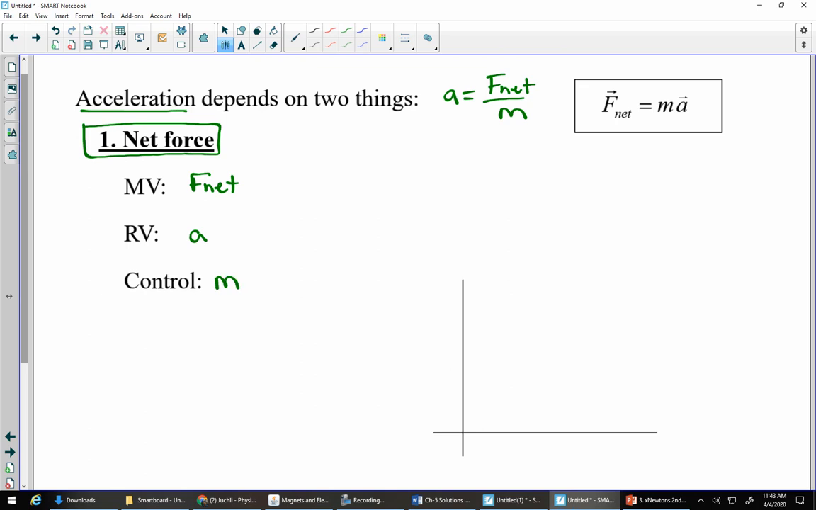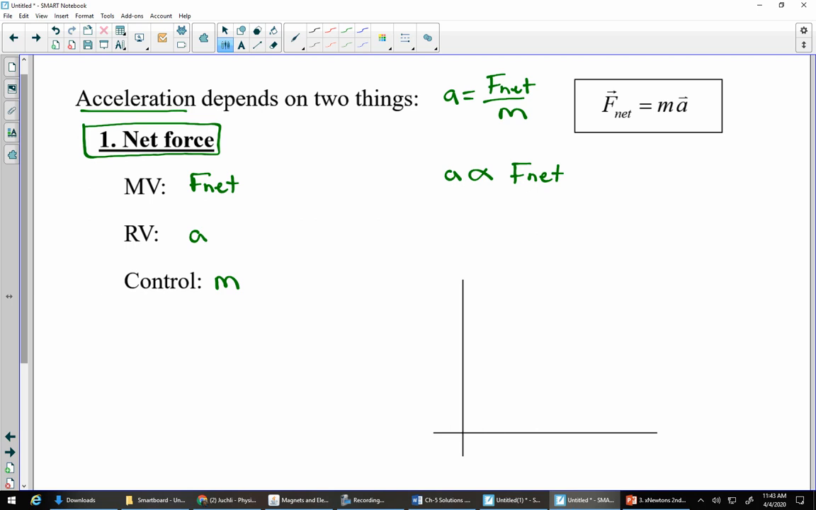The thing we really want to look at is the relationship between the two. So I'm going to say acceleration is proportional to the net force. So it's not equal to, but it's proportional to. We're taking out of the formula everything that's not going to change, everything that is a controlled variable. Mass is going to be consistent. I'm not saying that acceleration is equal to net force. I'm just looking at how it's related to net force. So this is actually a direct relationship.